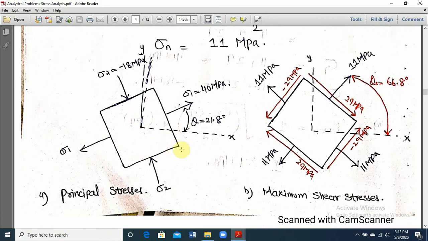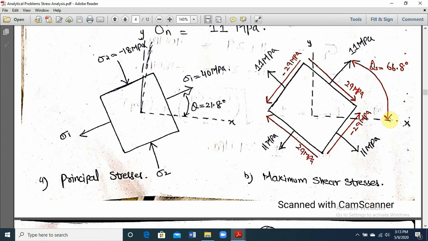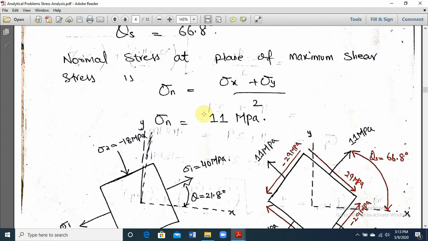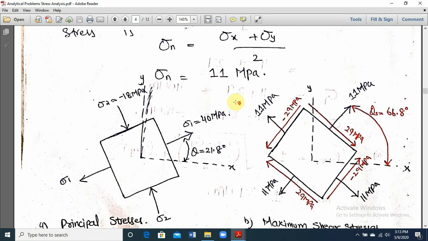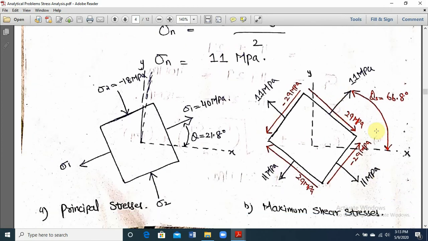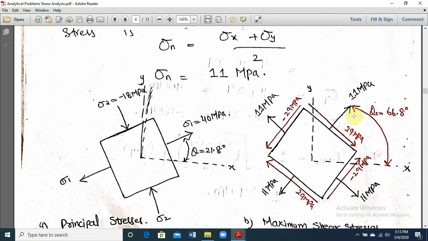Now your maximum shearing plane will be at what? At 45 degree to this. So it is at counterclockwise 66.8 degree. And at 66.8 degree, if we draw the element, we know that the normal stress is equal to the average stress, which we have found out, 11 megapascal, and it is tensile, so we have drawn tensile on normal stress. And what was the value of shear stress? The value of shear stress was plus 29 megapascal and minus 29 megapascal.